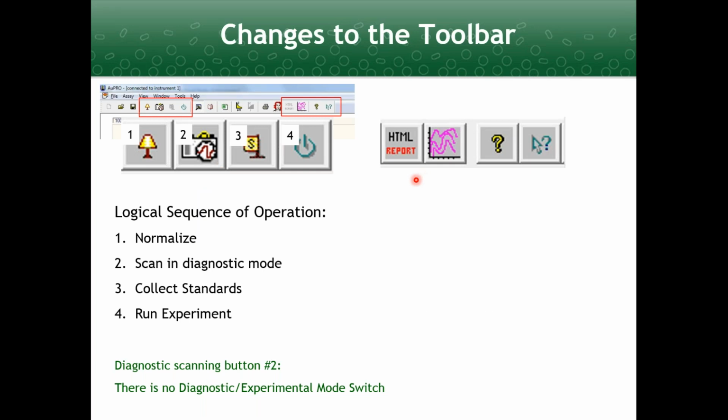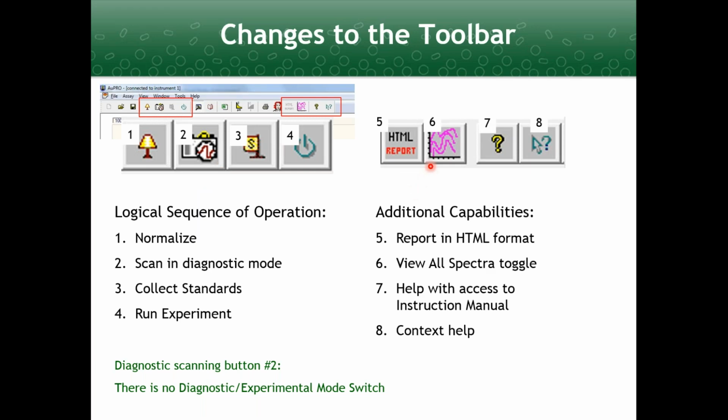Namely, it's report into the HTML format, and the view all spectra toggle. So now from the toolbar, you can switch all spectra on and off, and depending on the standard or sample tab, it will work there. The help now has access to the entire instruction manual, and there is a context help button.